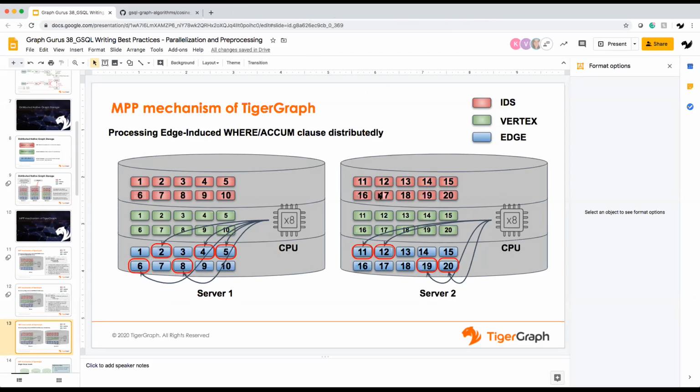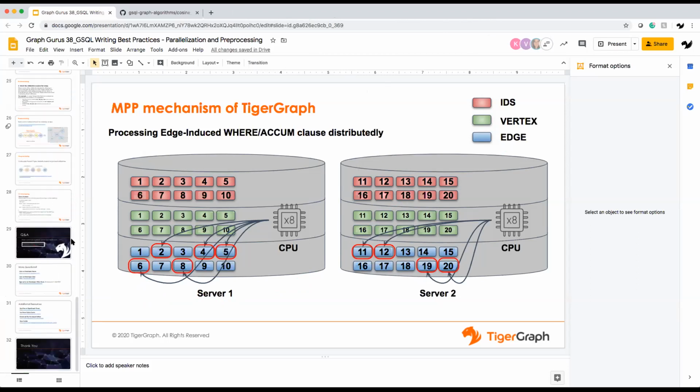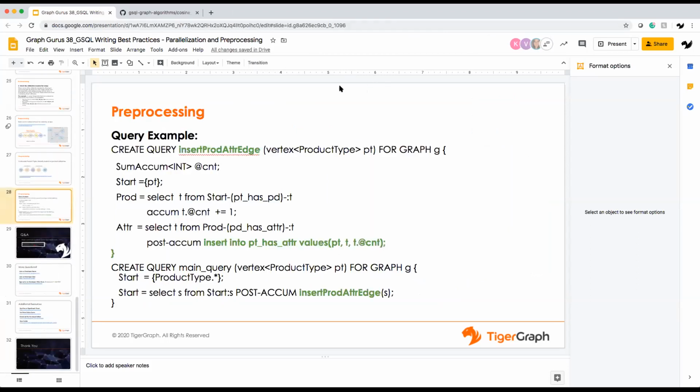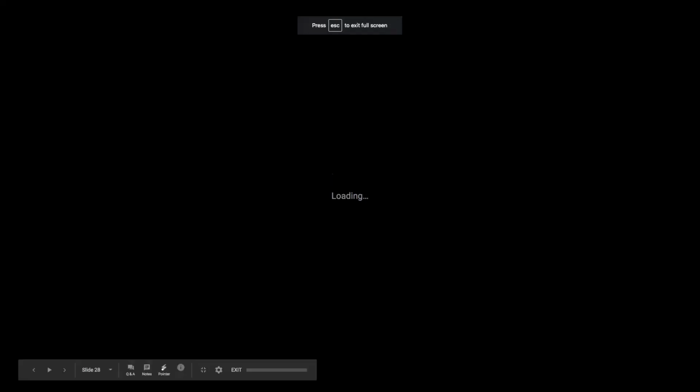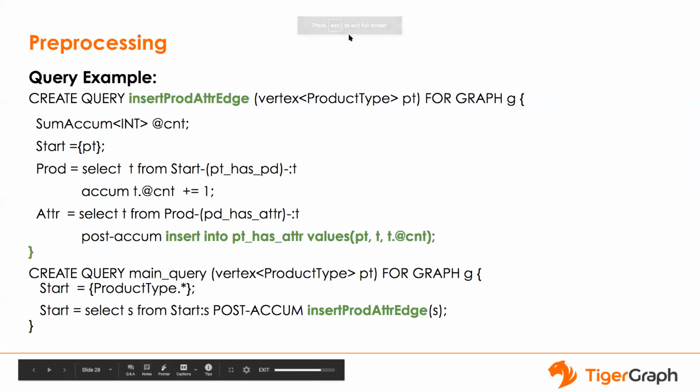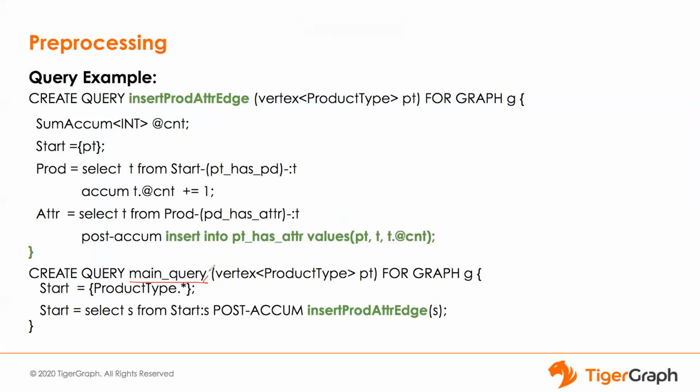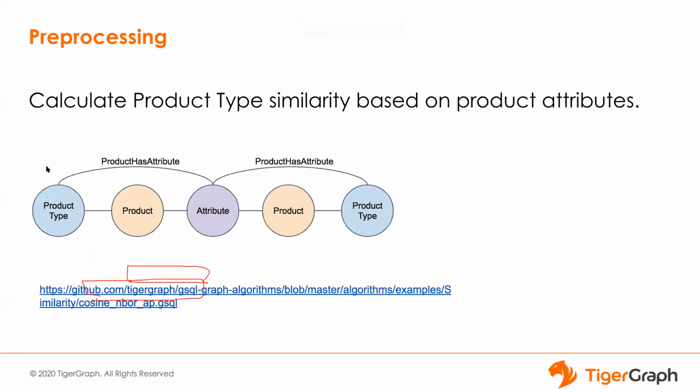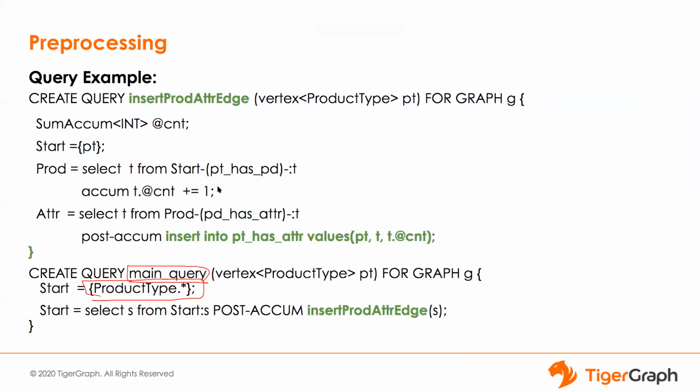Would you please explain the code inside again, slower? Okay, sure, gladly. I will explain this slower this time. Okay, so you can see that we have two queries defined here. One query is the main query. From the main query, we start from all the product types, because the problem I'm trying to solve is to answer this question, right? We want to calculate the similarity between product types. And now I want to connect the edge between product type and the attribute.